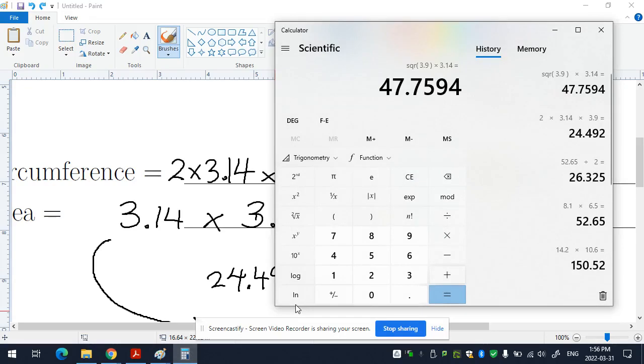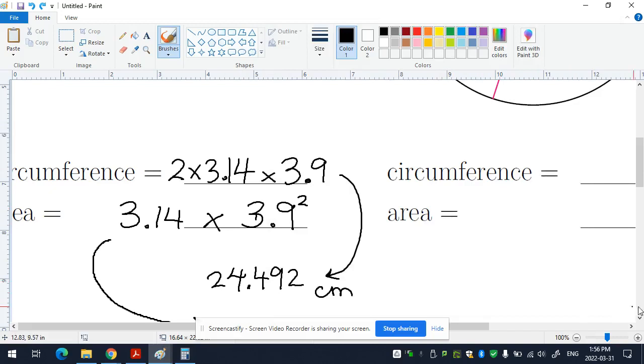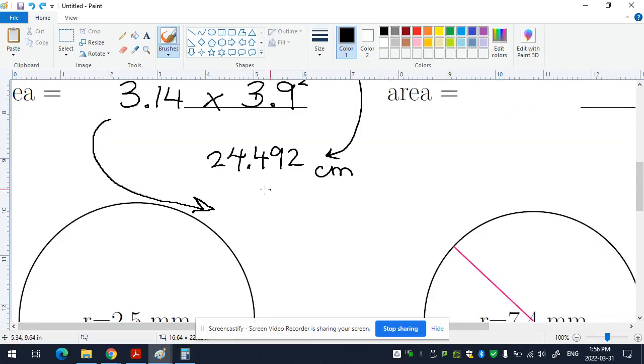47.7594. I'm always going to ask you to round to 1 or 2 decimals, but today let's just write whatever number we get. So 47.7594. In what unit? It's an area. It's the inside space. Centimeters squared. Thank you.